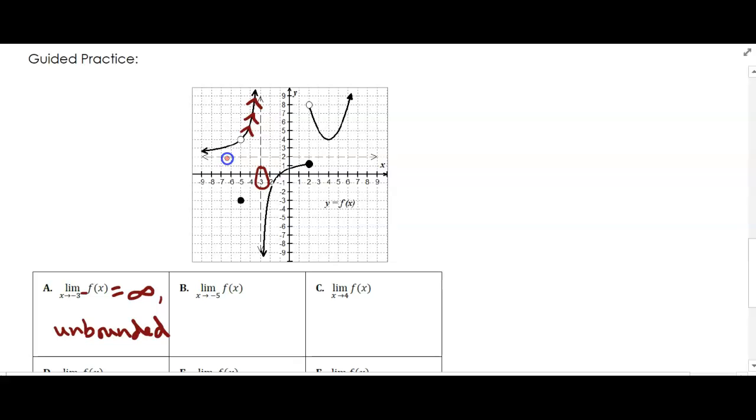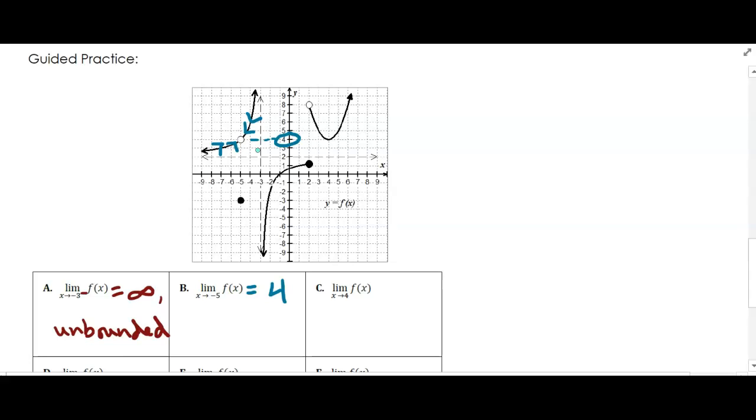Let's try another one. The limit as x approaches -5. There's no plus or minus superscripts. That means I care about what's happening on both sides. Let me get rid of my other work here. So -5 from the left, -5 from the right. And it looks like we're approaching a y value of +4. That is going to be my limit.